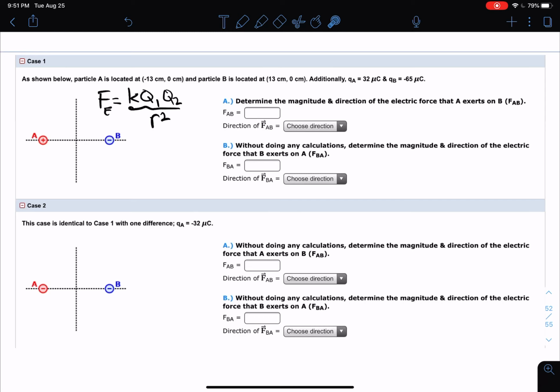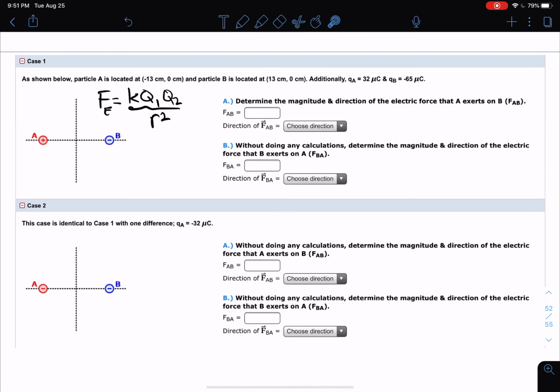Now, case 2 is identical to case 1, except we've changed the polarity of one of the charges. So you can see that A has gone from positive to negative. The magnitude is still the same. It was 32 microcoulombs before, now it's negative 32 microcoulombs, so the charge magnitude is the same, but the polarity has changed. So then you go back through to determine the force and the direction of the force.